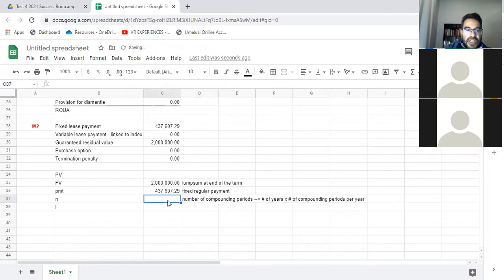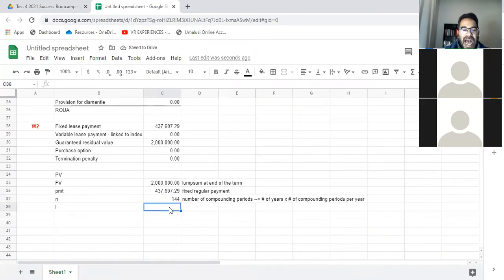Okay, so remember the number of years is 12. The number of compounding periods per year is also 12, because you're having monthly payments. So the number of payments or compounding periods per year is 12, and the number of years is 9 plus 3, which is also 12. So therefore, this is 12 times 12.